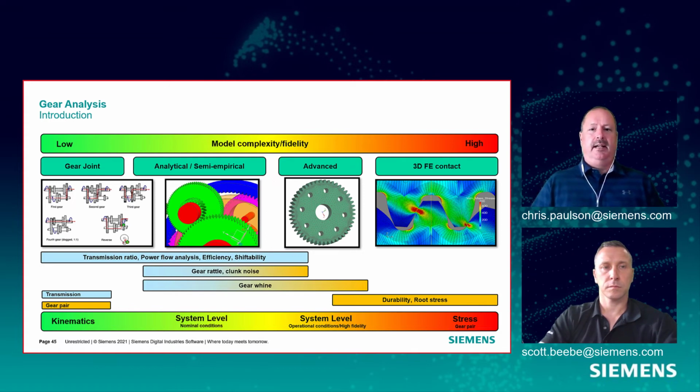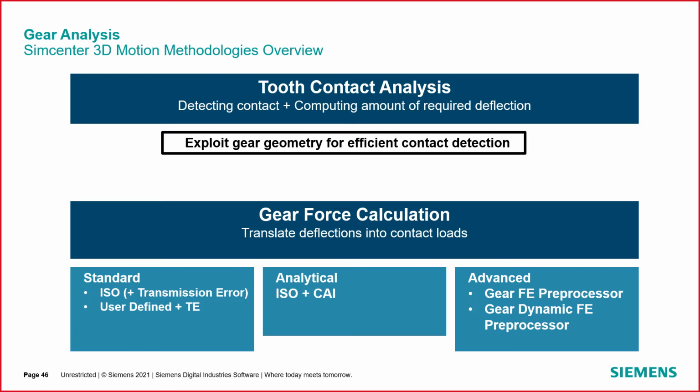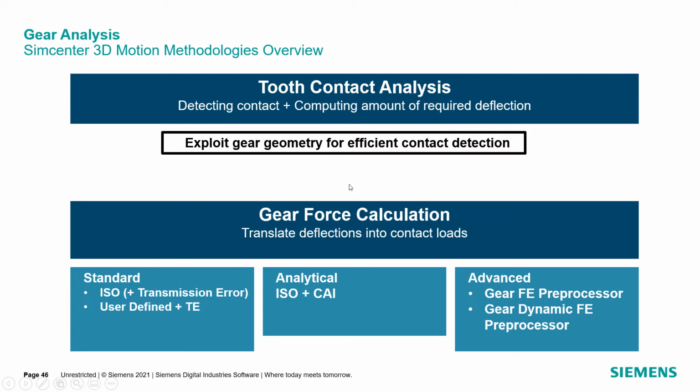Looking at it from a simulation perspective, there are a number of different algorithms we can use for calculating that gear force. At the lower end, for rattle, we've got ISO, where you specify a transmission error curve that you could get from my colleague Scott's test data. You can have a user-defined stiffness, plus again a transmission error curve. Where we start to get really interested is this ISO-Chi analytical approach.